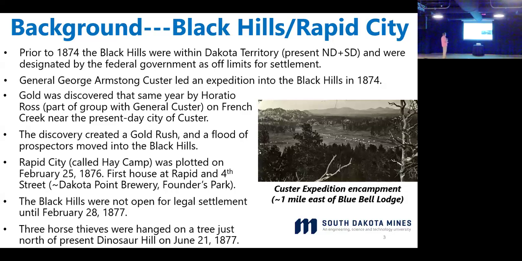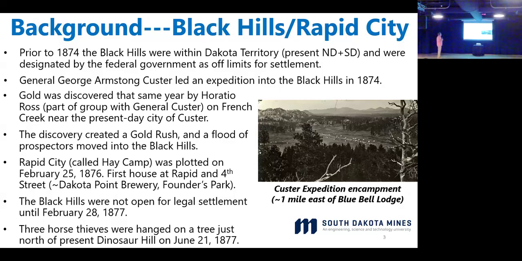But of course, that same year, gold was discovered on French Creek. Custer still has gold discovery days during the summer. That caused the famous gold rush, and prospectors moved into the Black Hills, even though it was off limits, according to the federal government. Rapid City was called Hay Camp. So we're at Hay Camp Brewery.